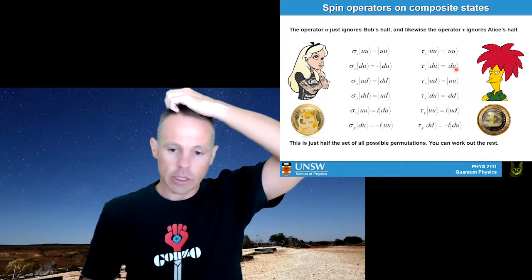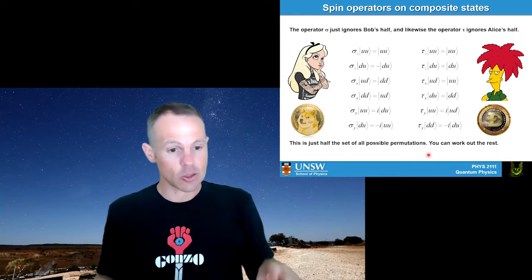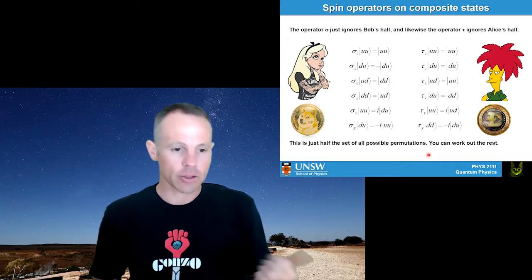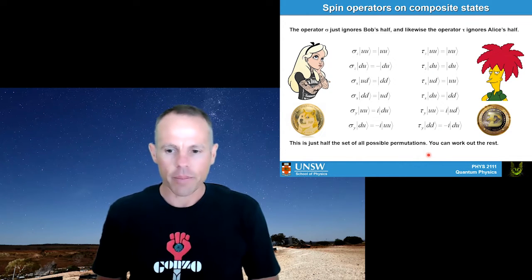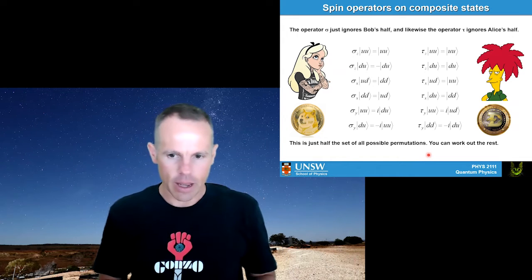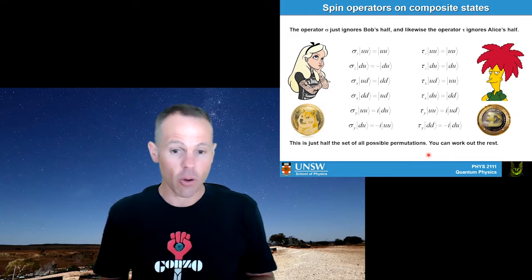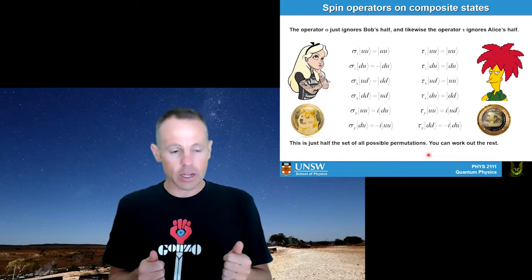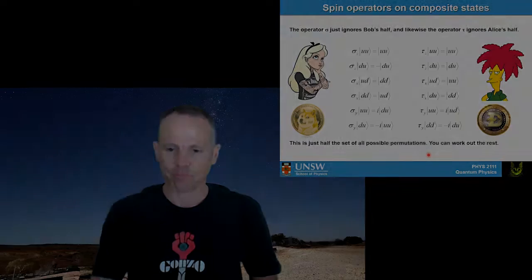What you're seeing on this slide is half the set of all the possible permutations that you can have for these. I'll let you sit down and work out the rest. They're actually pretty quick and easy to work out. Usually if you're in an exam, you'll have a table of these somewhere in the equation sheet, so you don't need to memorize them, but you do need to know how to use them, and you do need to know the convention that sigma applies to the first and tau applies to the second.